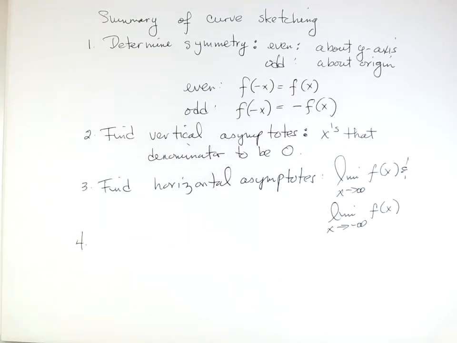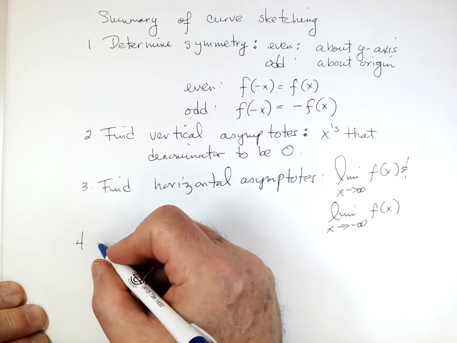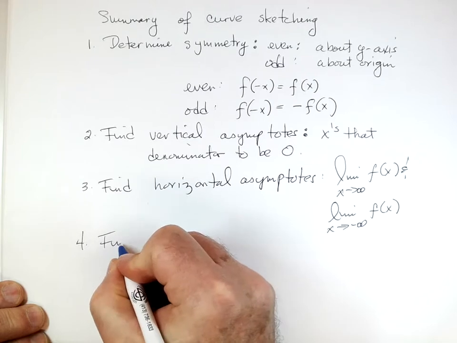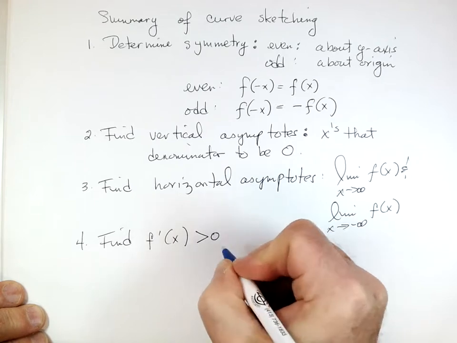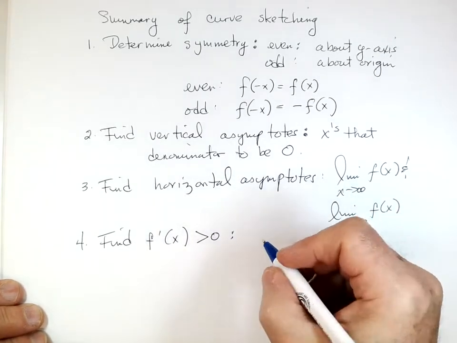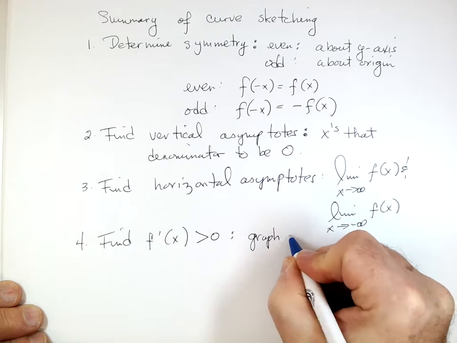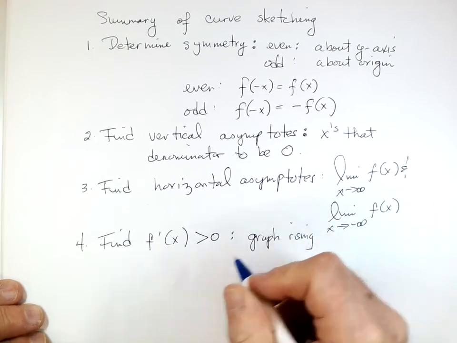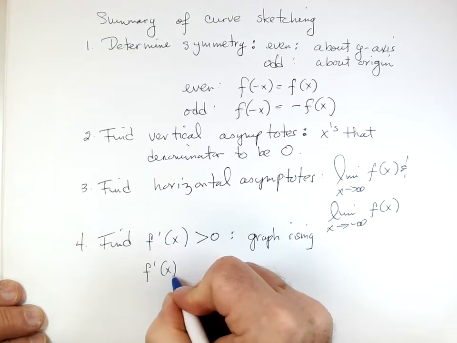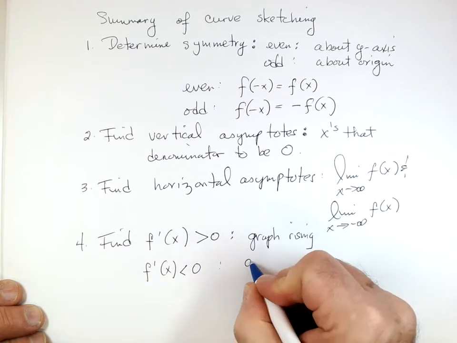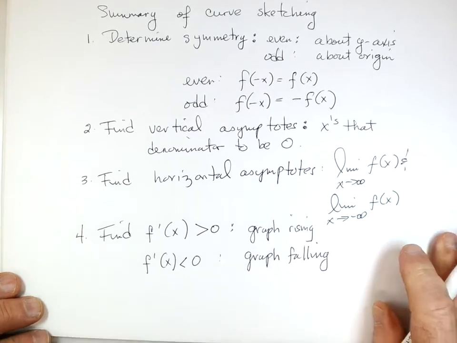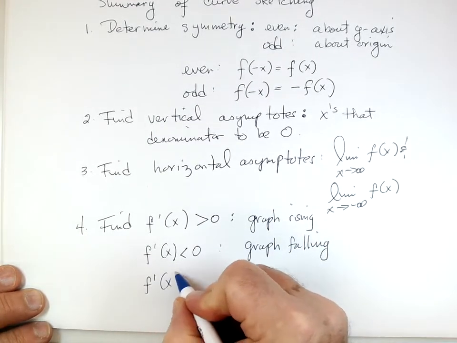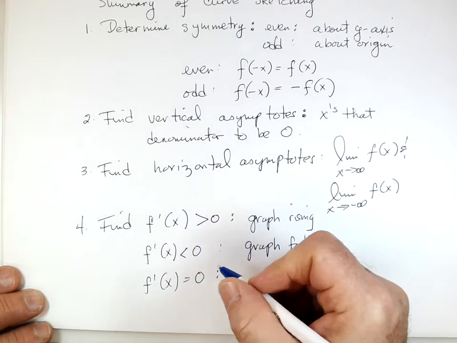You should be able to find out where the function is increasing and decreasing, where the graph is rising or falling, and that is the first derivative. Find where the first derivative is positive, the graph is rising. First derivative negative, the graph will be falling. And where the first derivative is equal to 0, very important, horizontal tangents.